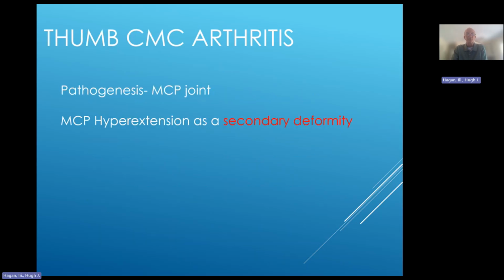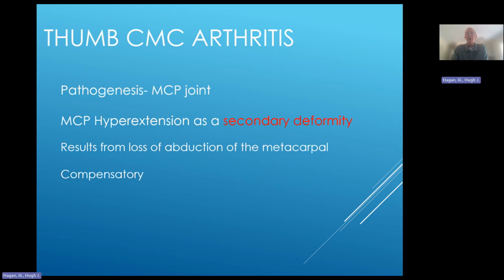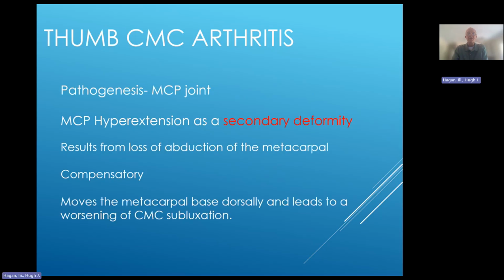MCP hyperextension can also be a secondary deformity, which still exerts the same sorts of deforming and destructive forces at the base of the thumb metacarpal. And this results from loss of abduction of the metacarpal. So hyperextension of the MP joint would be compensatory, moving the metacarpal base dorsally and leading to a worsening of CMC subluxation and increasing wear and tear in the CMC joint.